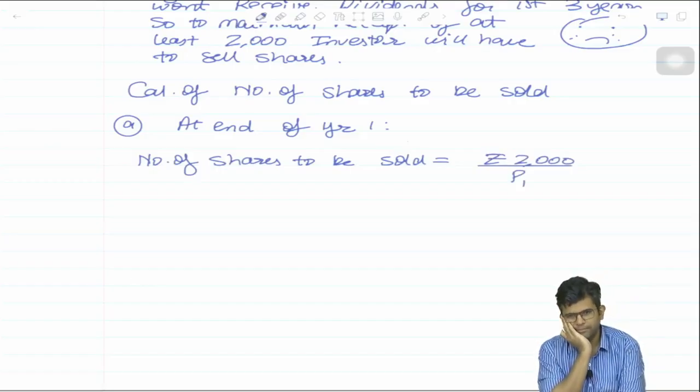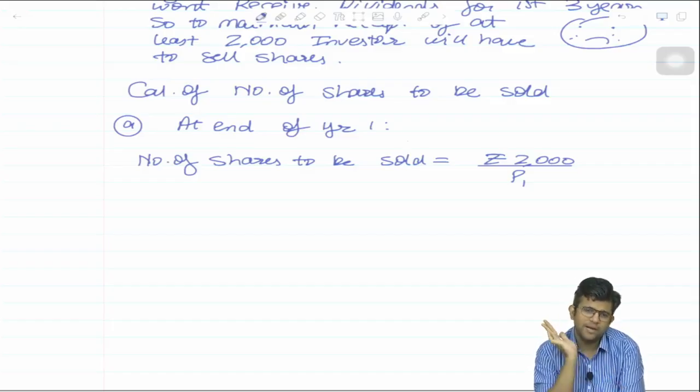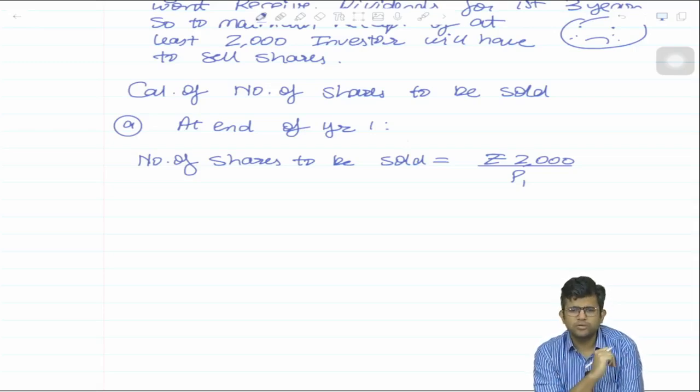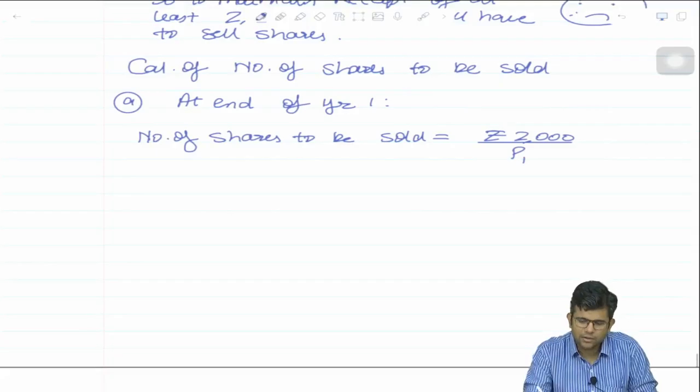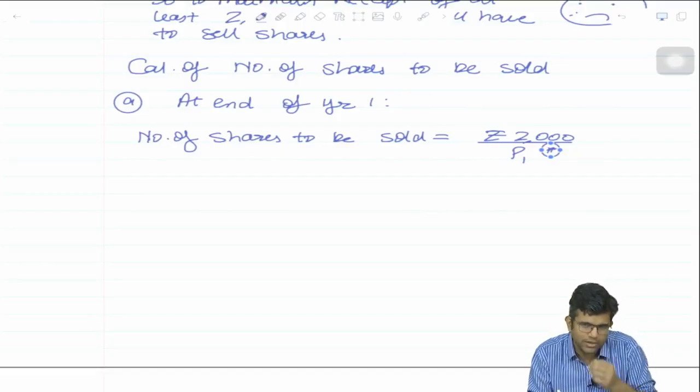Take your time. What is P1? P1 will be the price per share at end of year 1. I want to know how many such shares I should sell. I want to raise total 2000 rupees. So for 2000 rupees, how many shares? So 2000 divided by P1. So do you therefore realize that your entire focus now will be on calculation of P1? Everyone clear? Calculation of P1.